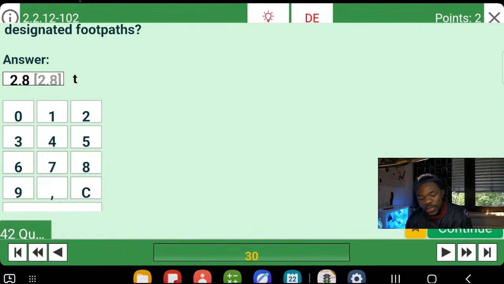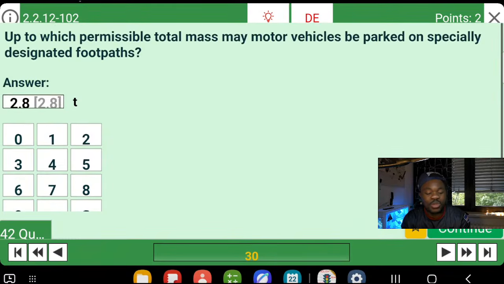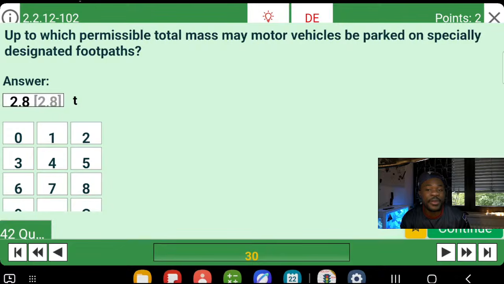So you need to know the difference between this question and the last one we just saw. For you to be able to park on the footpath, you need to have a permissible total mass of maximum 2.8 ton. But for you to be free to choose which lane you want to drive on in the built-up area in your driving direction, it is 3.5 ton. So know the difference between these two questions. Don't fall for that trick.